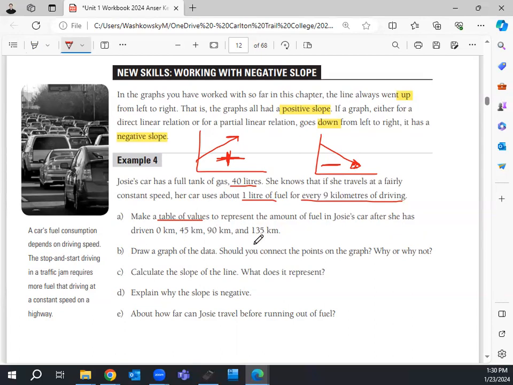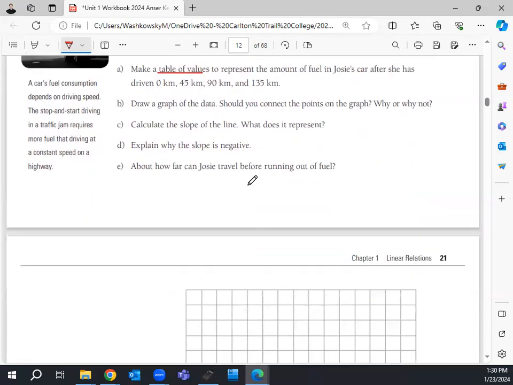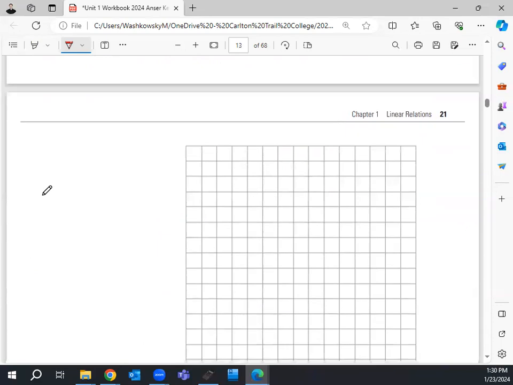You can just be like, well, what happens if he drives 50? What happens if he drives 100? So sometimes you're given some, sometimes you're not. But in this case, we are given some, we're going to use those. So let's go make a table of values or a T chart with this.